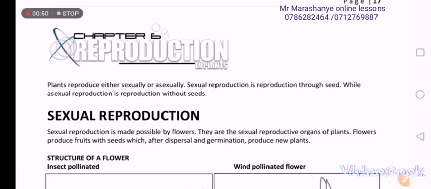So this is chapter 6 of combined science in the biology section, which is reproduction in plants. What is reproduction in plants? We're going to talk about sexual reproduction, and we're also going to talk about asexual reproduction. Sexual reproduction is reproduction through seed. Because we are talking about reproduction in plants.